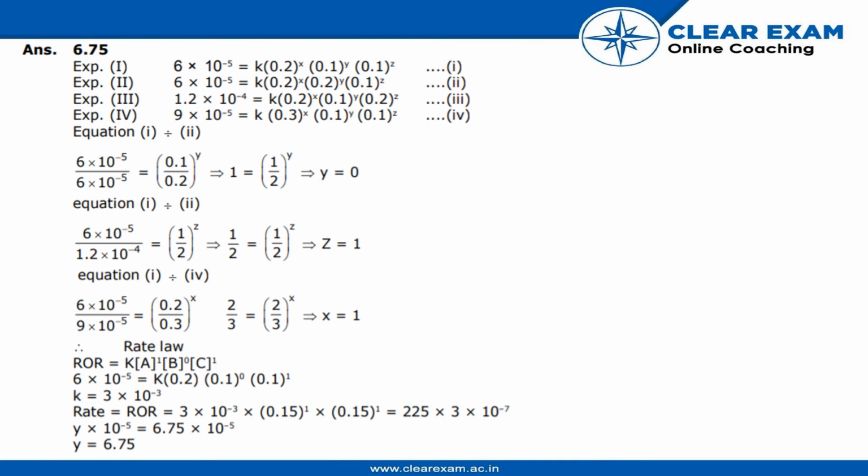So the rate r is equal to 3 × 10^-3 × (0.15)^1 × (0.15)^1. That would come out as 225 × 3 × 10^-7. So we get y is equal to 6.75.